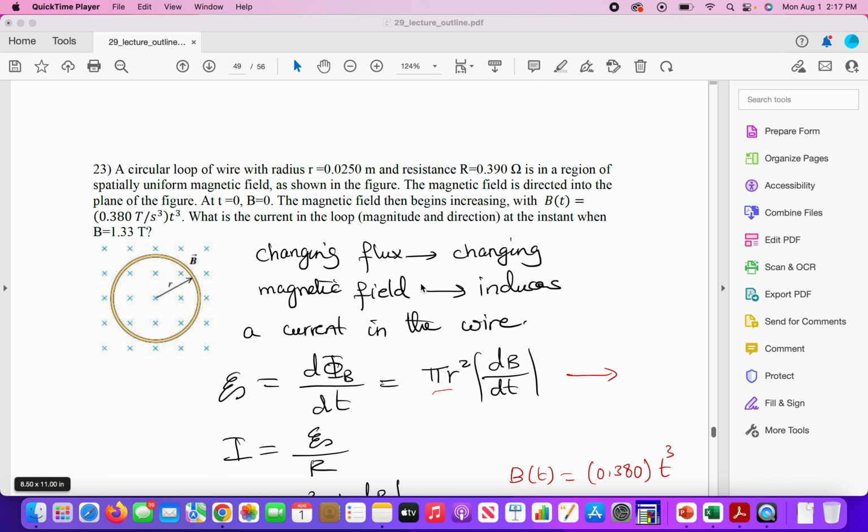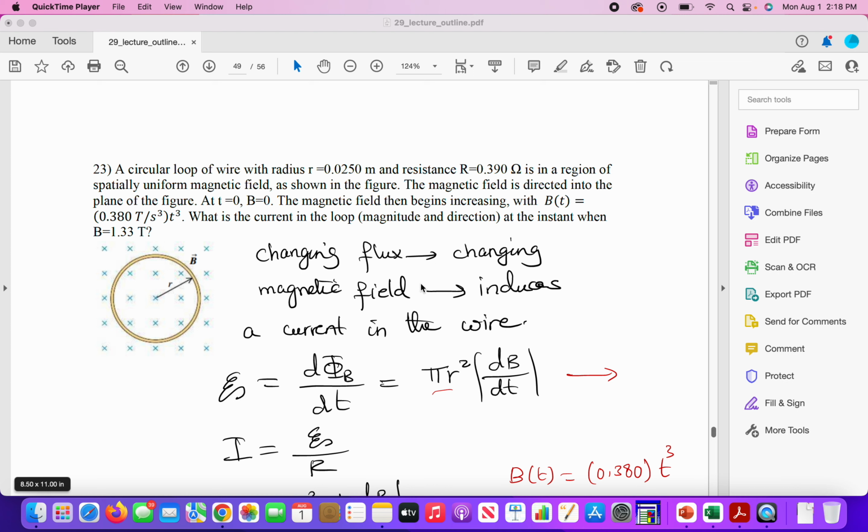Introduce the last part of the problem solving for chapter 29. I have here a circular loop of wire with radius r equals 0.0250 meters and resistance that is 0.390 ohms. It is in a region of a spatially uniform magnetic field as shown in the figure. The magnetic field is directed into the plane of the figure, which means it is into the page. At t equals 0, B equals 0.